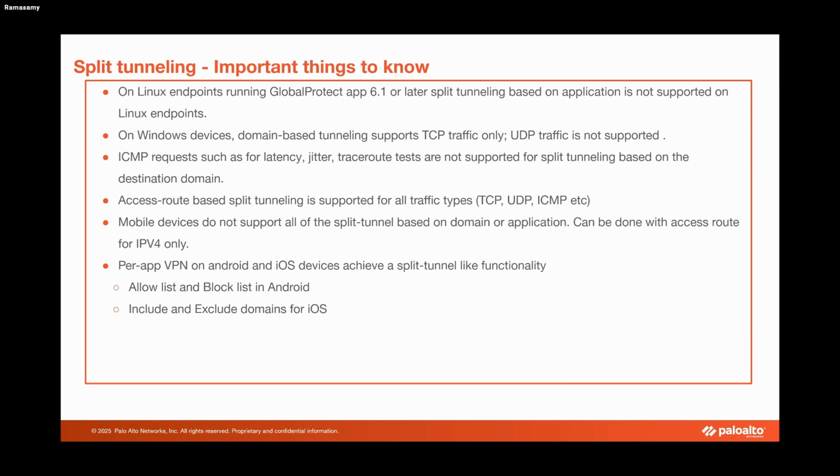Again, ICMP requests such as latency, jitter, trace routes are not supported in domain-based split tunneling. Access route-based split tunneling is supported for all types of traffic, UDP, TCP, ICMP, etc., because it's just based on IP address and subnet. Domain name and application-based split tunneling are not supported on mobile devices. It supports only access route for IPv4 traffic.